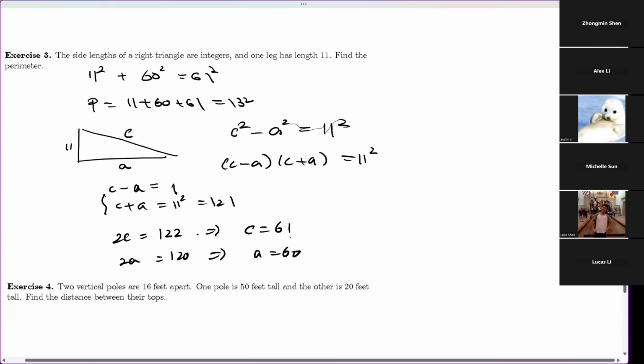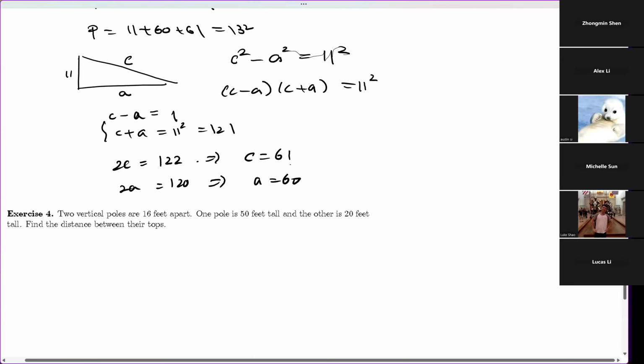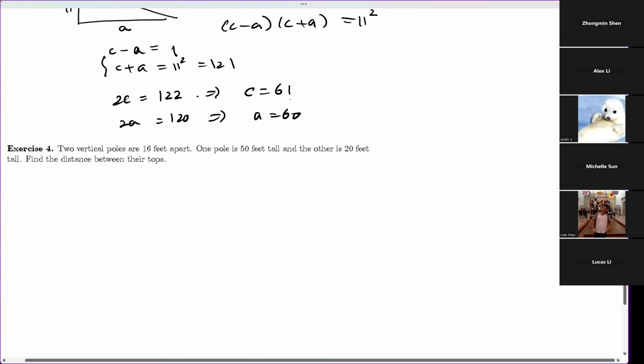All right, take a look at the next problem. Two vertical poles are 16 feet apart. One pole is 50 feet tall and the other one is 20 feet tall. Find the distance between the tops.